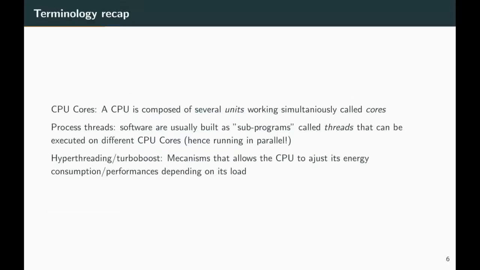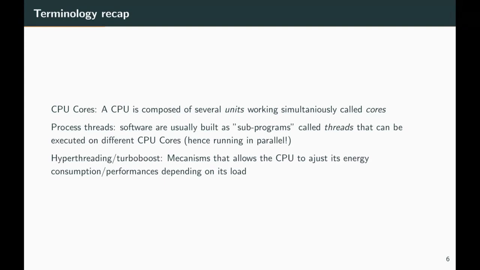So first things first, how do physical servers generate energy consumption? This is a bit technical, so I did some terminology recap, just a few explanations. I'm going to talk about CPU cores. One CPU, which is the main unit that does all the computation in your server, is composed of several units working simultaneously. Those units are called cores. So it's a sub-part of the CPU that works at the same time.